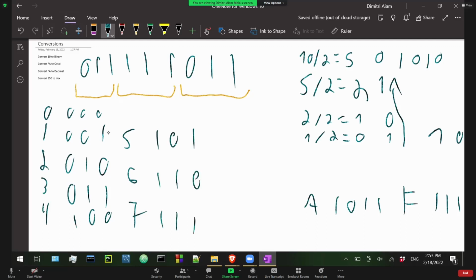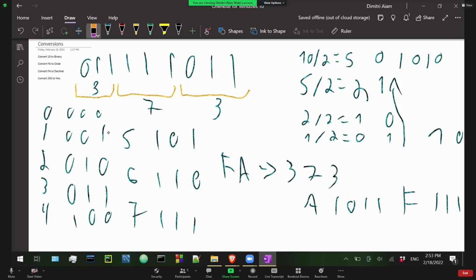So 011 is number 3, 111 is number 7, 011 is number 3 again. So FA converted to octal becomes 373. Does that make sense?